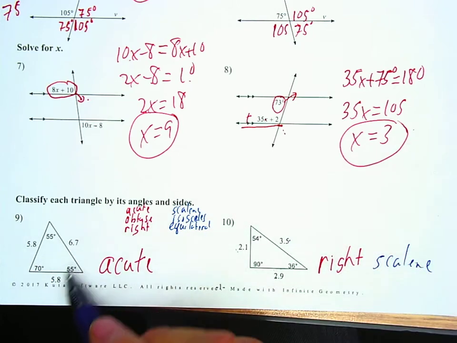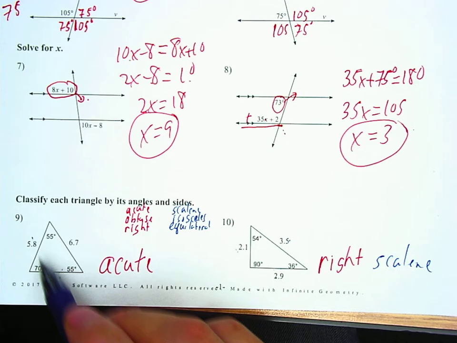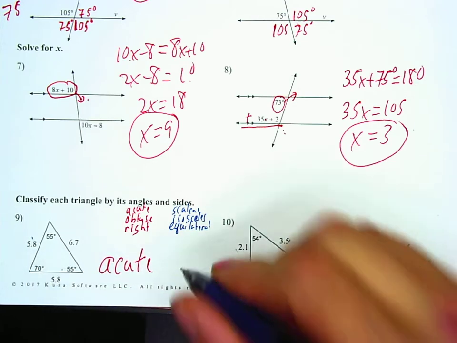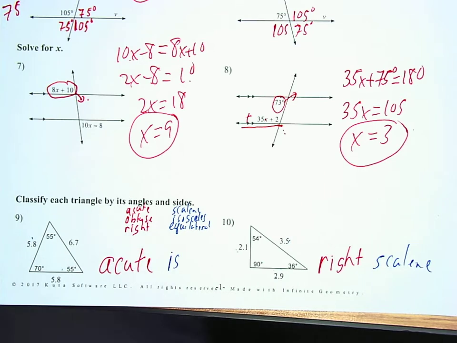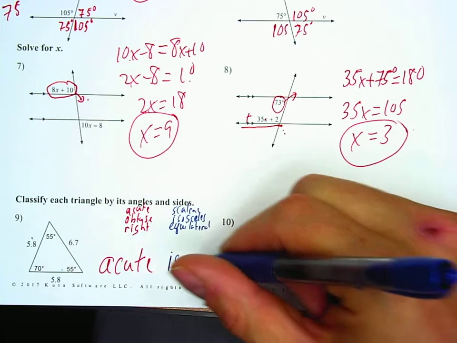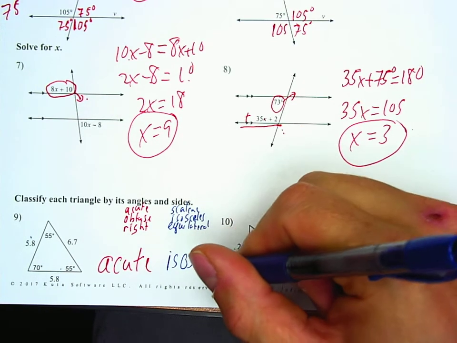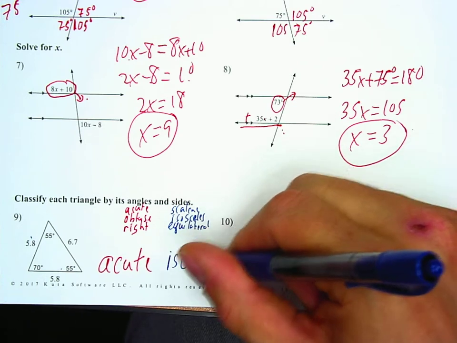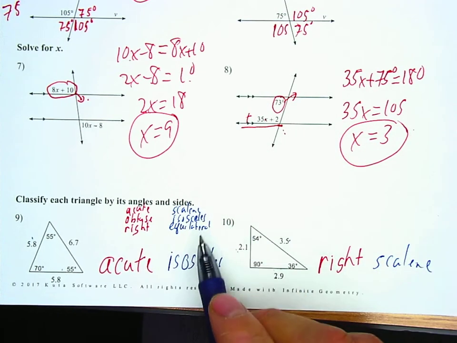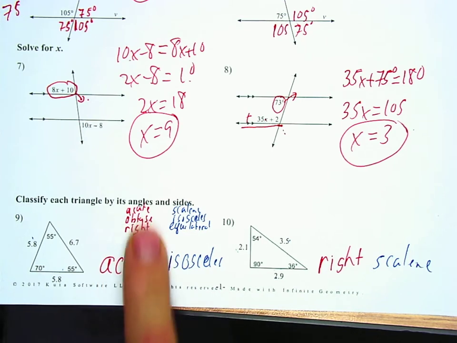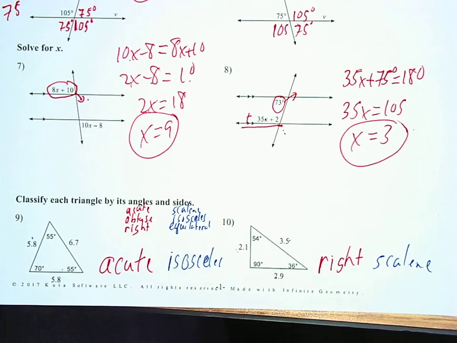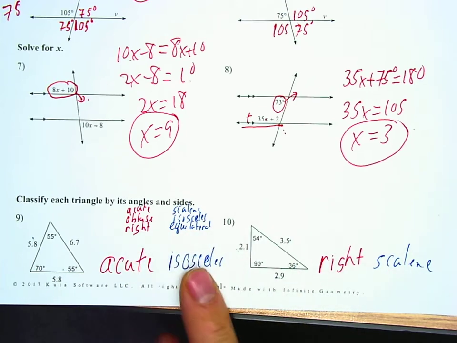If 2 of them are the same, we call that isosceles or isosceles. So we have 2, 5, and 8/10 side lengths here on this particular triangle. So that's going to be isosceles. If all 3 are the same, we call it equilateral. Again, there's 3 options for the angles, 3 options for the sides. You decide which option fits each triangle. You need 1 angle name, 1 side name.